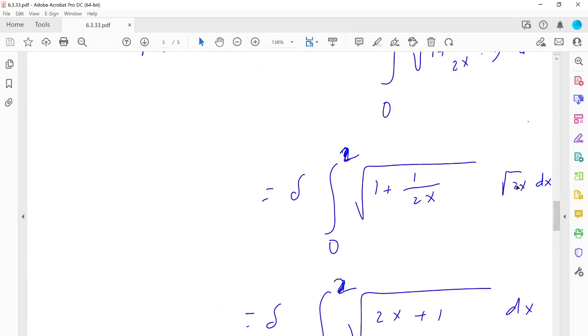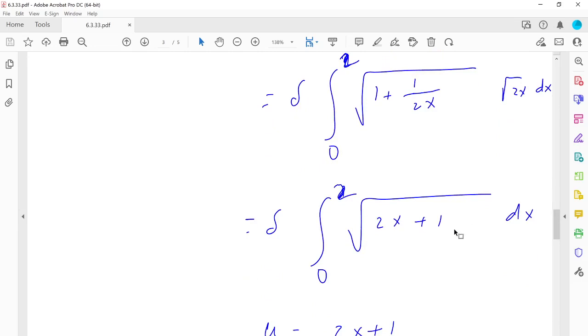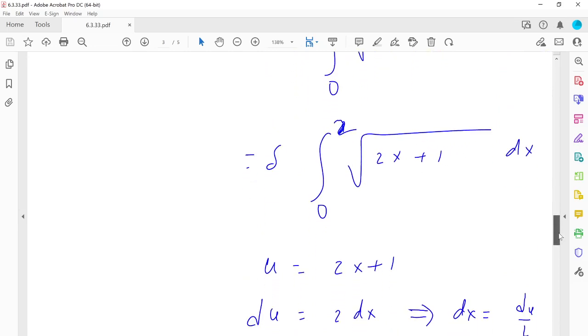You can just combine them, just distribute this 2x here, because both of them have the same radical, so you can just multiply. It will give you 2x, and if you multiply 1 over 2x times 2x, that will give you 1. So now this is just a simple integration. We are going to use substitution.